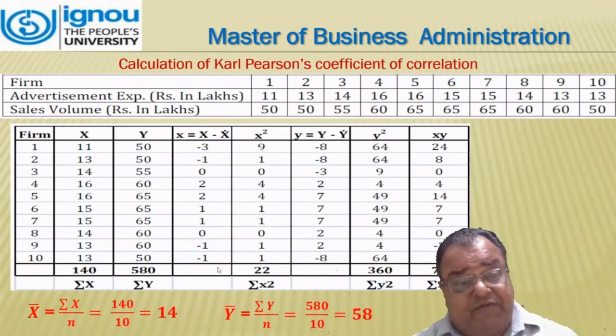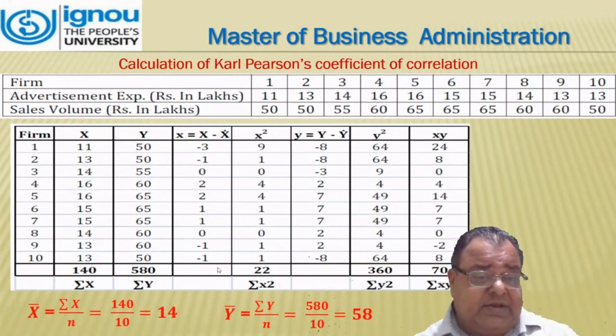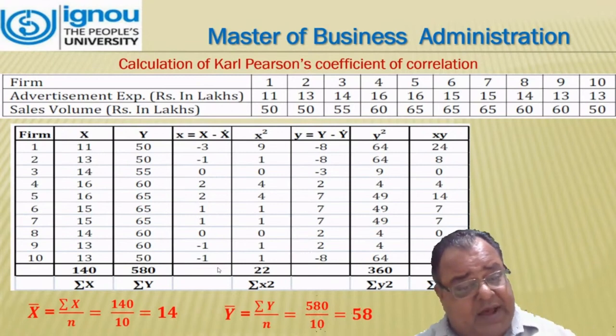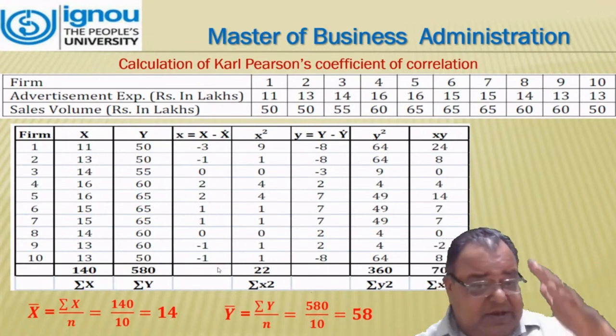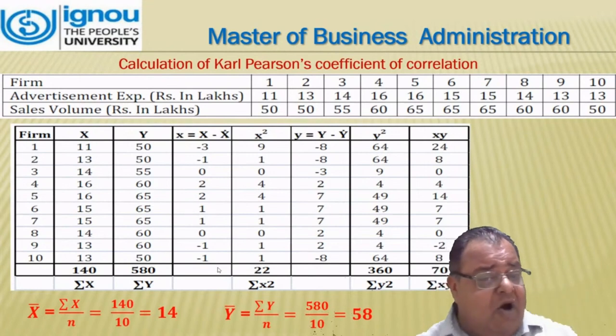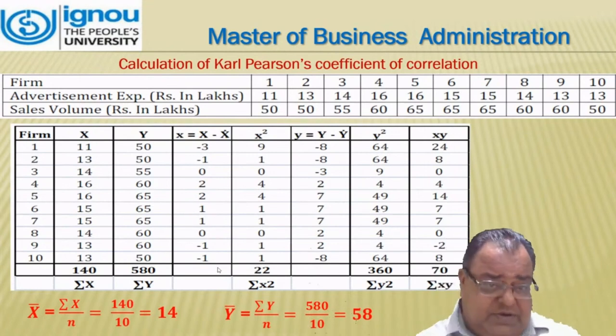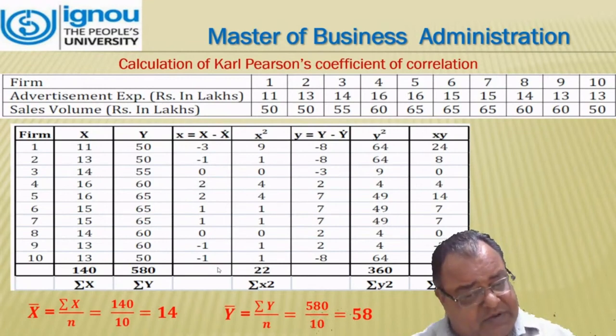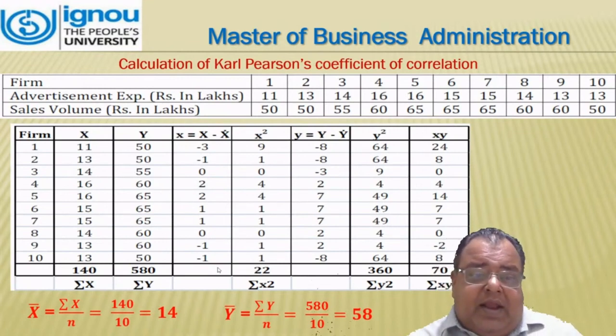You see in the fourth column, this is small x equal to X minus X bar. Our value in the first row is 11, and our X bar is 14. 11 minus 14 is minus 3. Similarly, we will be calculating for all the firms. We will get minus 3, minus 1, 0, 2, 2, 1, 1, 0, minus 1, minus 1.